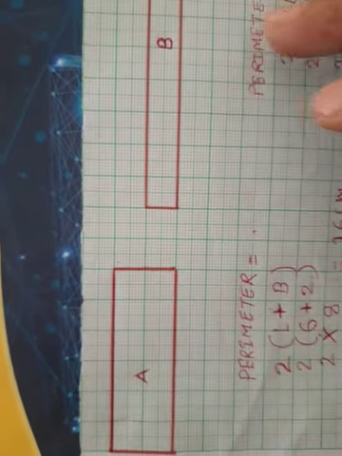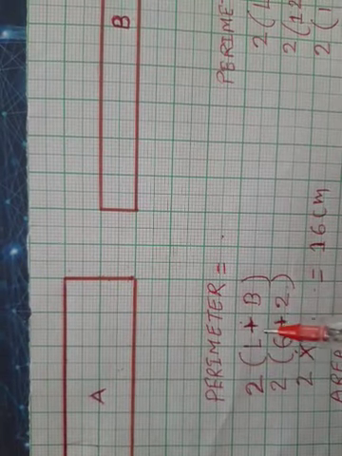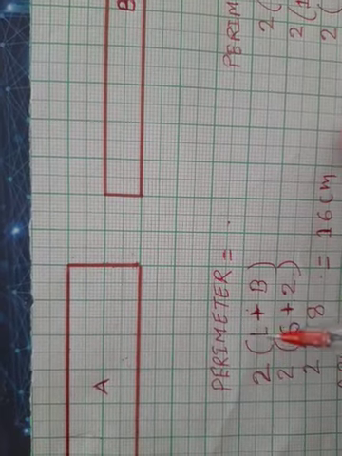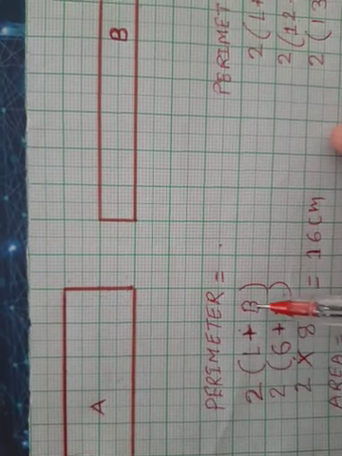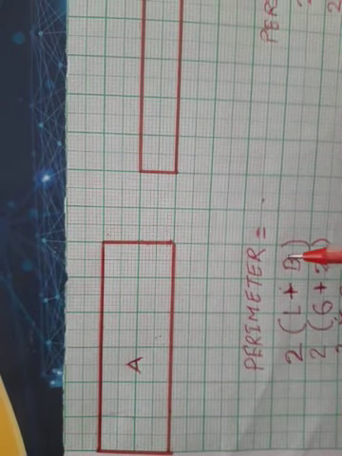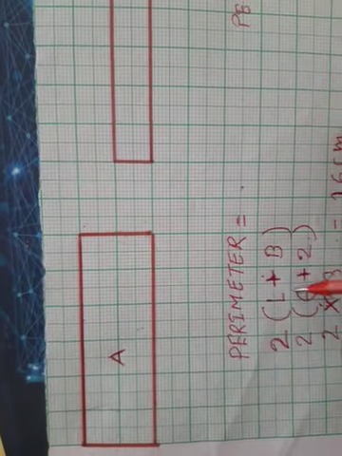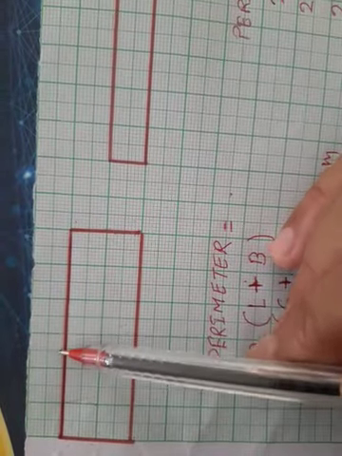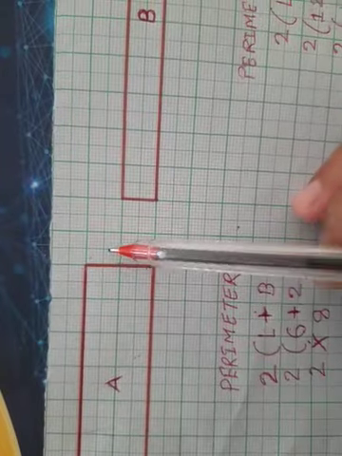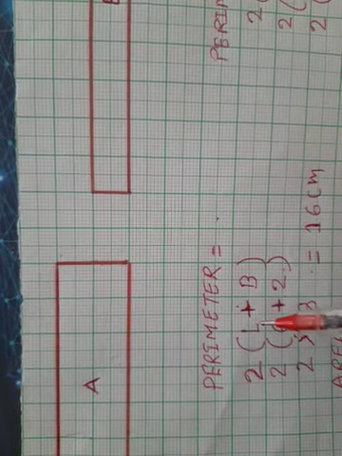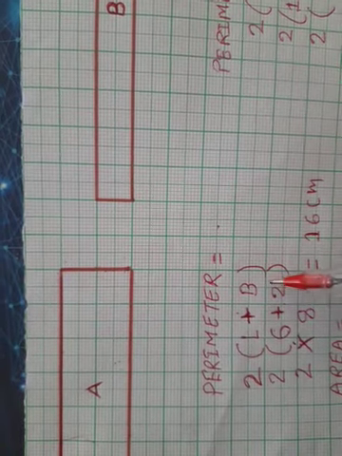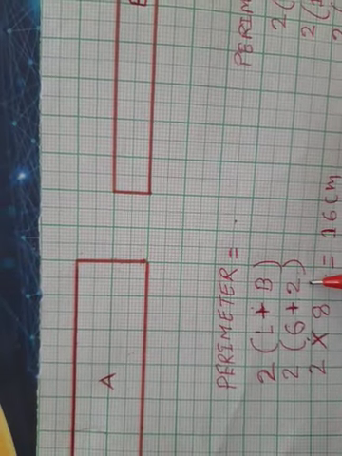But we have another formula to calculate the perimeter of a rectangle, and it is 2 into L plus B. 2 into L plus B means 2 into L for length and B for breadth. In rectangle A, the length is 1, 2, 3, 4, 5, 6 centimeter, and breadth is 1, 2 centimeter. So we put here in place of length 6 and in place of B, or breadth, 2 centimeter.